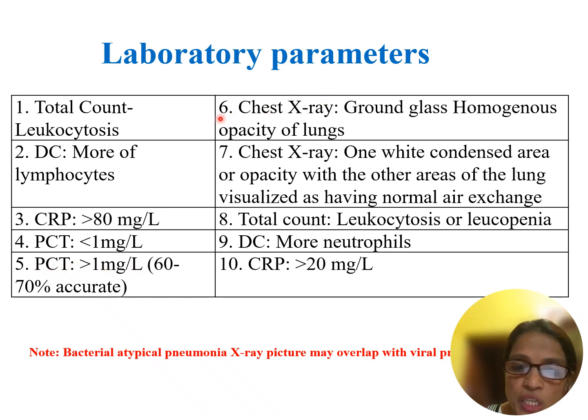Then number 6, chest X-ray ground glass homogeneous opacity of the lungs. 7, chest X-ray one wide condensed area of opacity with other areas of the lung visualized as having normal air exchange. Number 8, total count either leukocytosis or leukopenia. Then number 9, differential count more of neutrophils. Number 10, CRP of around 20 milligram per liter.